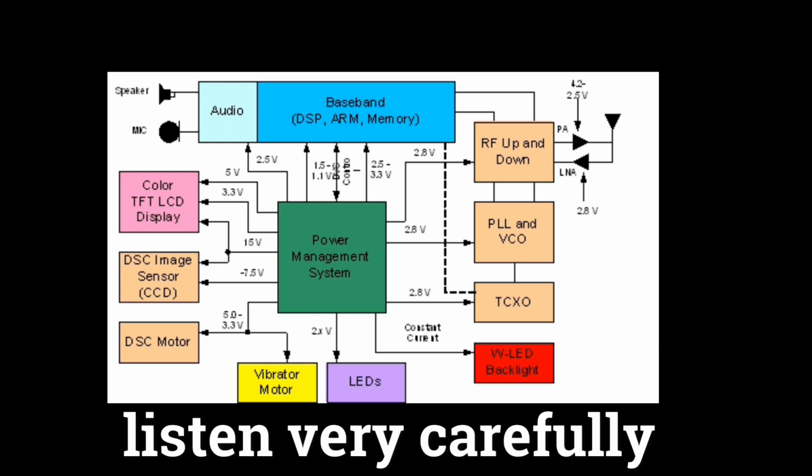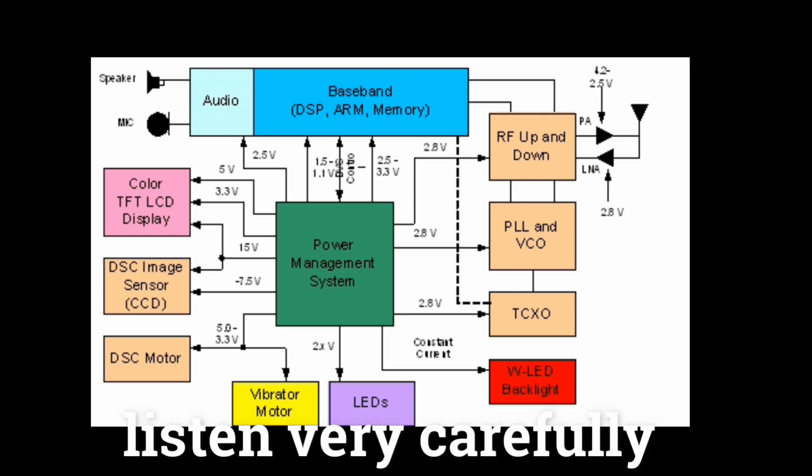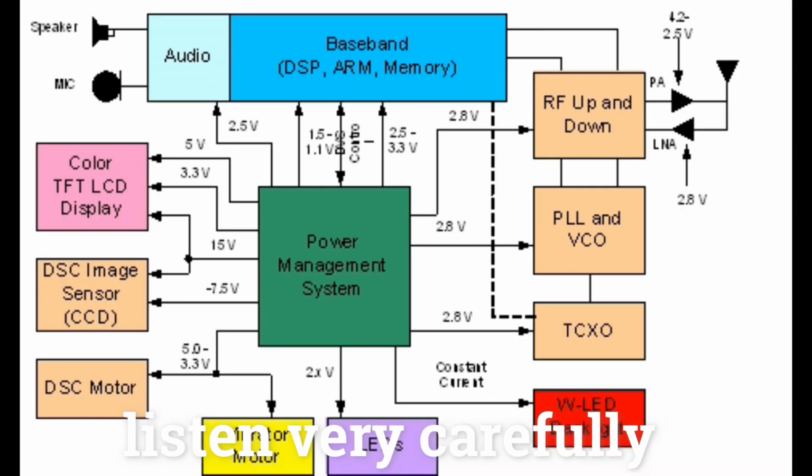So in this video, as you can see, the diagram on here is a power IC diagram, and this is how a power IC distributes voltages in any mobile phone. This is a power IC diagram and its output.